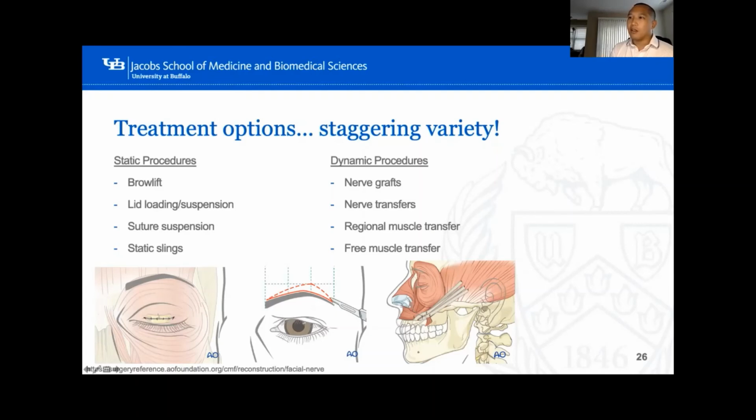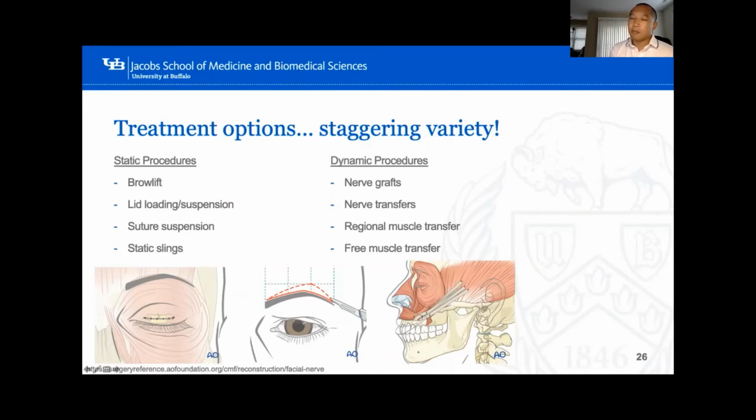You've got lid loading suspension, so if you've got lagophthalmos, you can make an incision in the upper eyelid and put down a gold weight, and it'll provide enough weight that hopefully they can close their eye completely and not need to keep putting lubricant in their eye every 2 hours. And then for the drooling, you've got static slings where you can suture the corner of the mouth up to the side of the head.